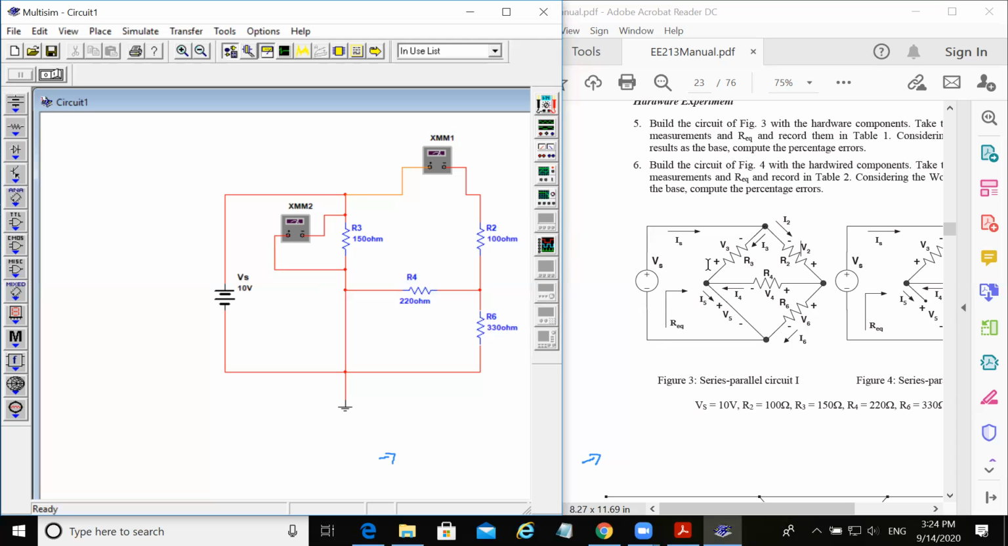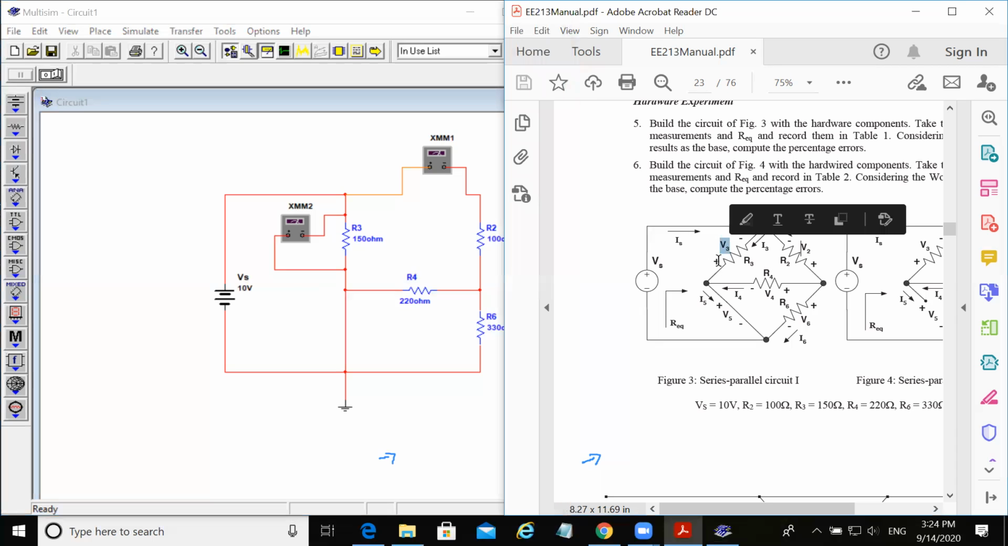If you had connected this multimeter in such a way that the positive terminal was connected upward and the negative terminal at the bottom of R3, then you would have been measuring minus V3. You would not be measuring V3. Remember that we have to measure V3, and for that, we must connect the positive terminal of the multimeter at the positive polarity of V3 and so on. So you have to make sure that you connect your multimeters accordingly for all of these quantities.